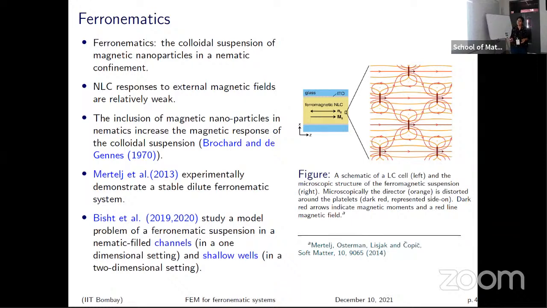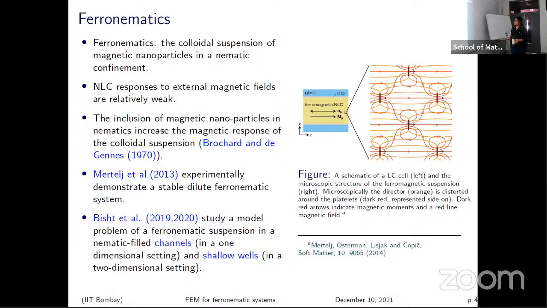Our work is motivated by these two recent works, where the authors study a model problem of a ferronematic suspension in a channel geometry as well as in other geometries. The authors modeled this nematic suspension in Landau-de Gennes continuum theory.